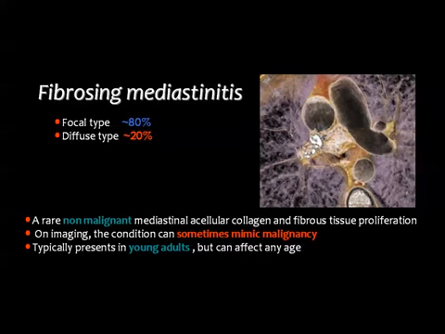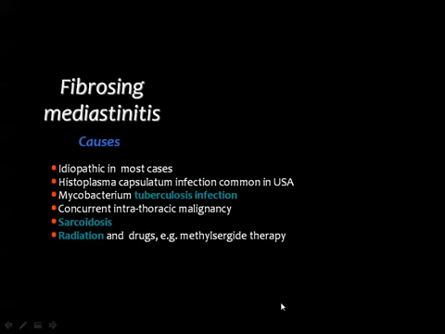This condition is cellular proliferation of collagen and fibrous tissue within the mediastinum, and it may appear diffuse in about 20% of cases, or in most cases it will appear as a focal type and may sometimes mimic a malignant lesion. In many cases it cannot be explained, and it typically presents among young adults, but can affect any age group. Idiopathic is seen in most of the cases.